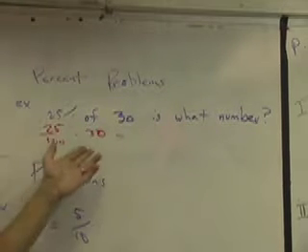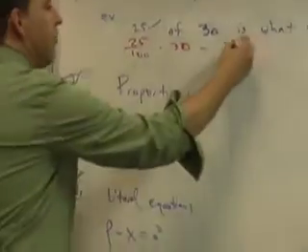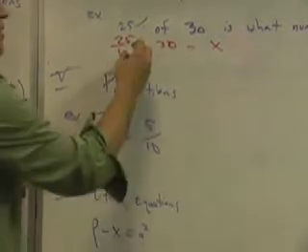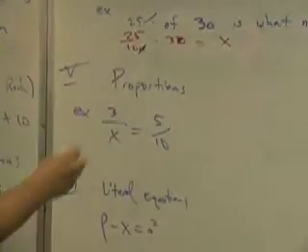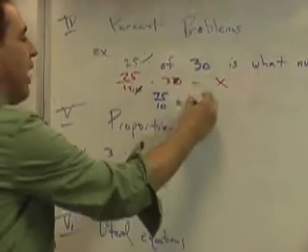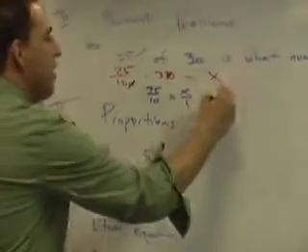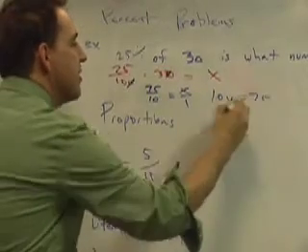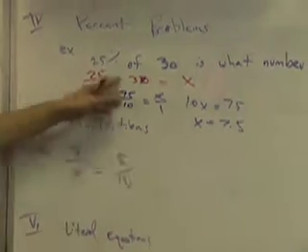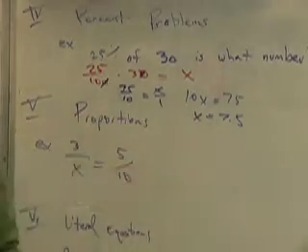25 out of 100 times 30 is equal to what? x. So, now if we were to get this cancelled, then we'd get it a little bit easier. It'd be 3 times 25, which is 75 over 10, equals x over 1, cross multiply, and 10x equals 75, which is very simply x equals 7.5. Does it make sense? 25% of 30 is what number? 7.5, and that does make sense.